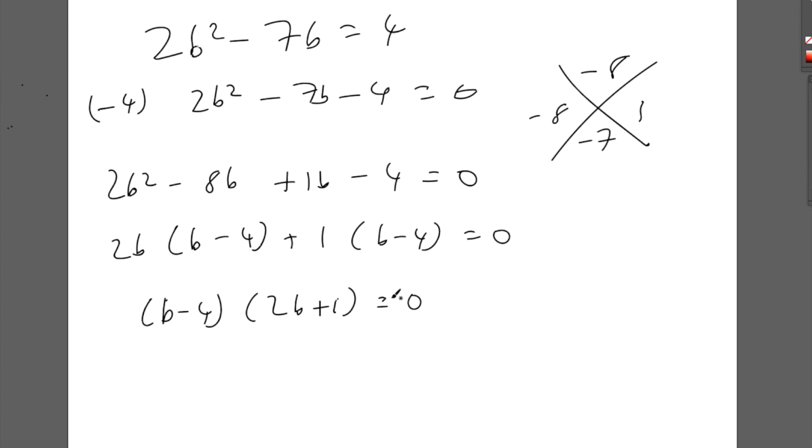Then, alright, so we're going to solve it, so we got b minus 4, so b has to equal 4. So b minus 4 equals 0. Then 2b plus 1, we're going to have b equals negative 1 over 2. And then we're done factoring.